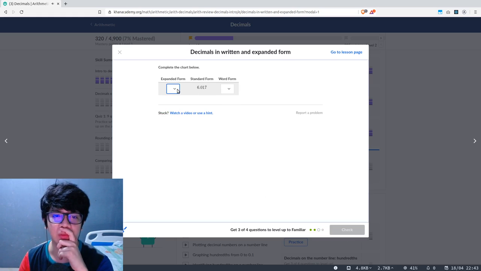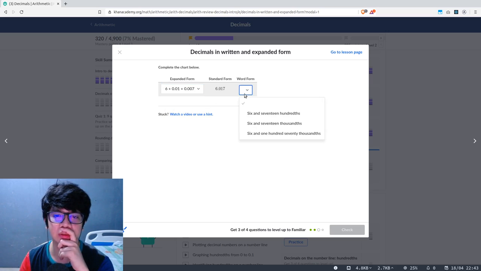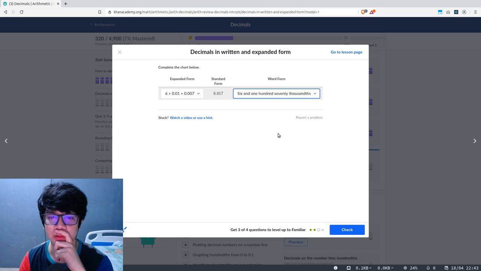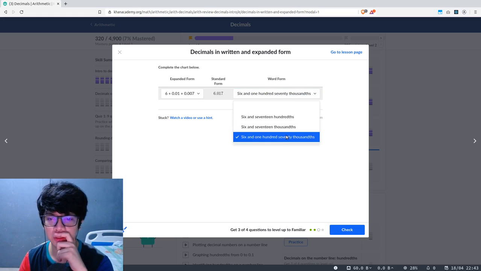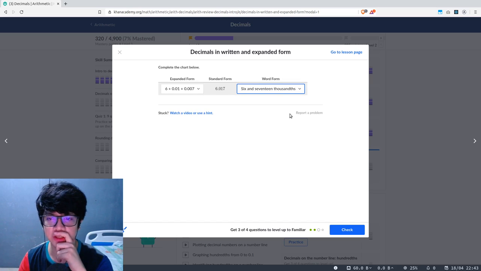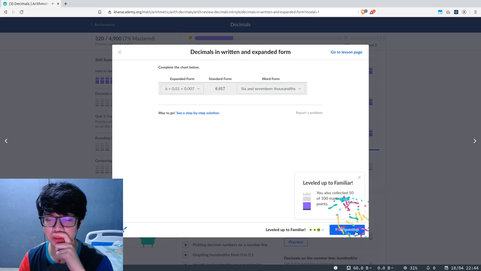Complete the chart below. Expanded form. Okay, seems correct. 6 and 17 thousandths, right? 10 thousandths and 7 hundredths. Wait, what? 107. No. 6 and 17 thousandths.